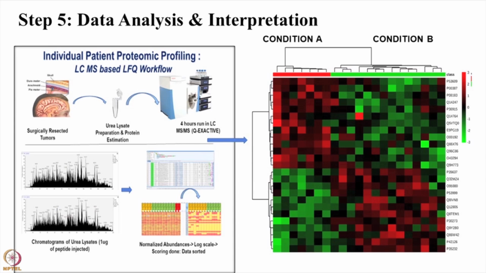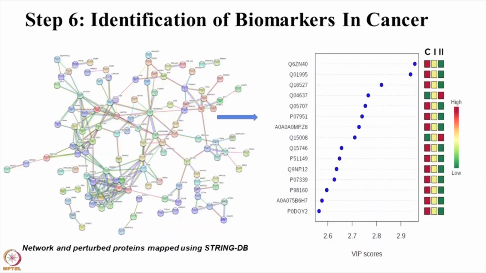So after the data mining, what you are actually looking for is something like this, wherein you can see a clear difference between condition A and condition B. As you can see, there is a signature list of proteins which are highly abundant in condition A, and a signature list of proteins which are highly abundant in condition B. So these are indicative of the actual biological changes that are happening in the patient sample.